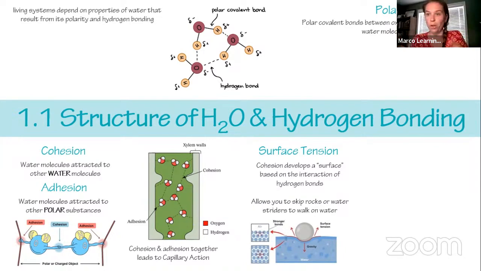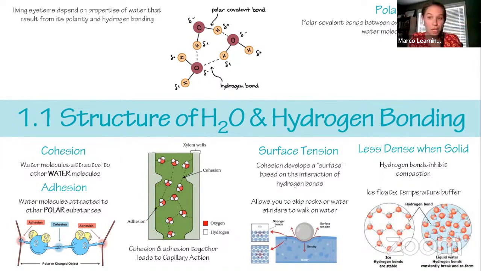So it's because each water molecule has 4 different hydrogen bonds to other water molecules. And that allows to create that tension that some organisms like a water strider can actually walk on the surface of the water. Because of those hydrogen bonds, water is also less dense when it's solid.